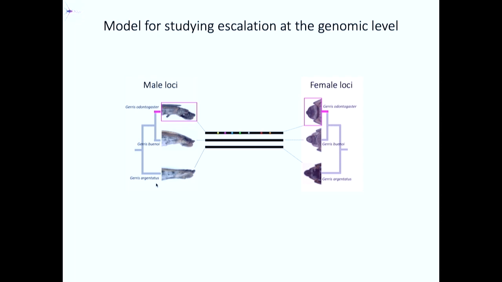So this now gives us our model, which is two species with presence-absence of traits where males and females are evolving in a correlated way, and now we can start to ask what are the loci underlying the male trait, what are the loci underlying the female trait, and how do these loci dynamically evolve through time.